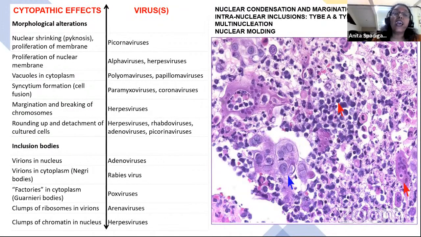If you look at the left hand, the morphological alterations begin with the nuclear features. It also has cytoplasmic vacuolation, or cells fusing together to form polykaryocytes. The chromosomes can be broken up, and the cells themselves can undergo a ballooning type of change. And then, of course, you have various inclusion bodies. All of these are evidence that we can look at, as a virus is the culprit behind the crime scene, so to speak.